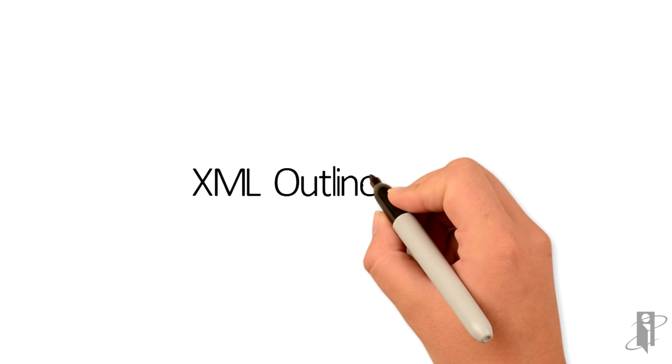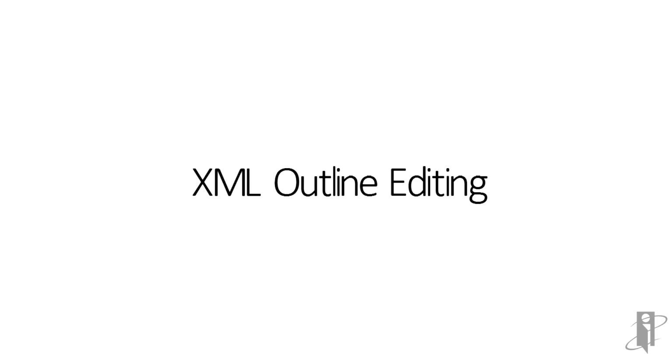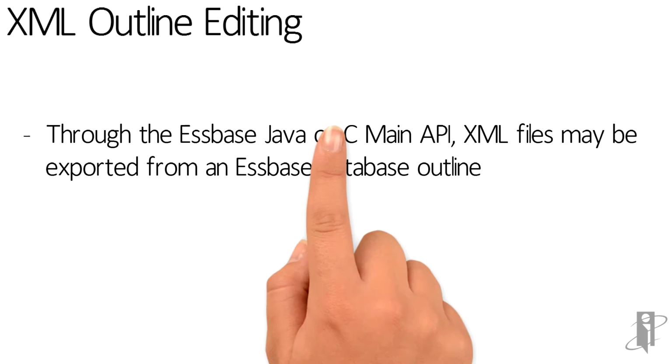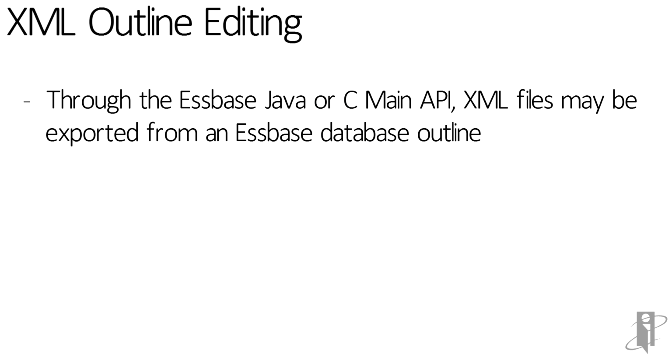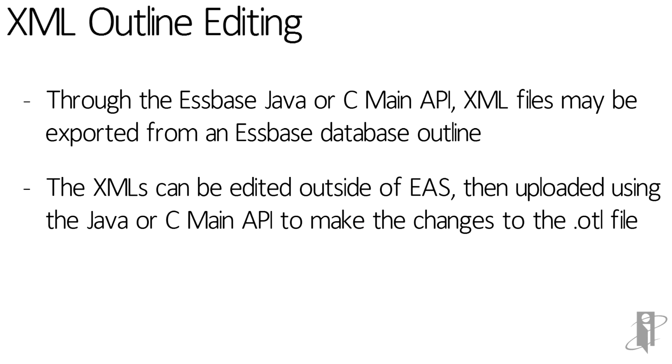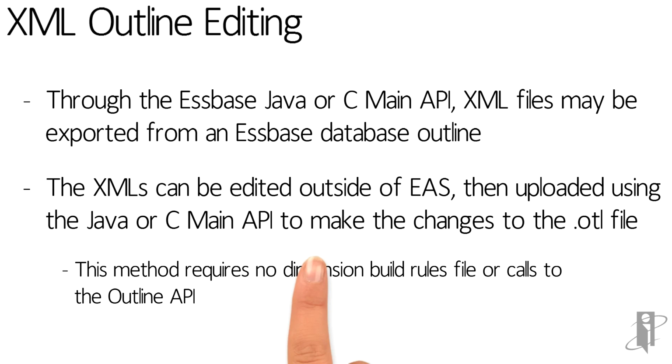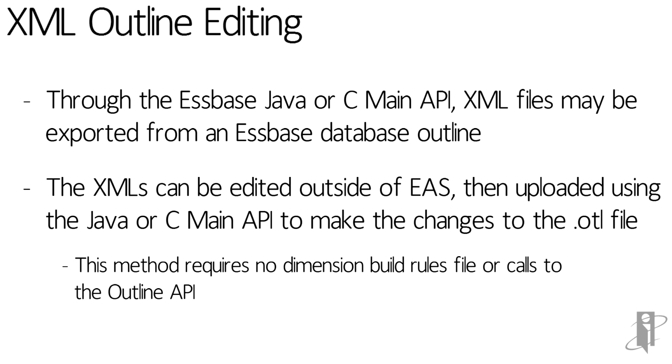Another new feature in Essbase 11.1.2.4 is XML outline editing. By using the Java or C main API, XML files may be exported from an Essbase database outline. These XMLs can be edited outside of Essbase Administration Services and then uploaded using the Java or C API to make changes to the Essbase OTL or outline file. This method of outline editing requires no dimension build rules file or calls to the outline API.